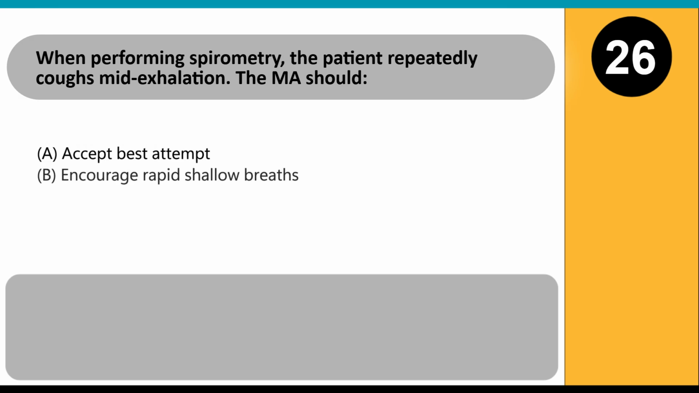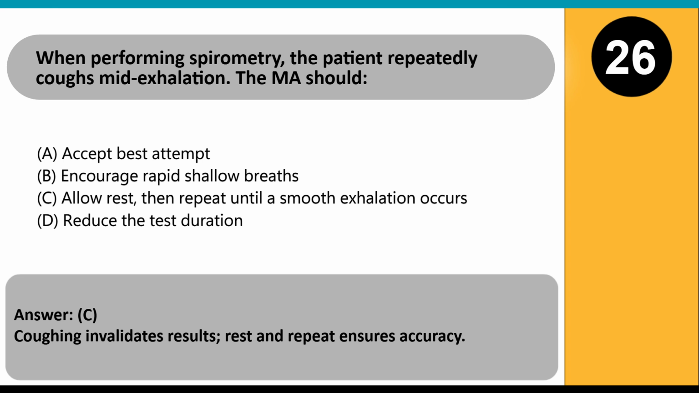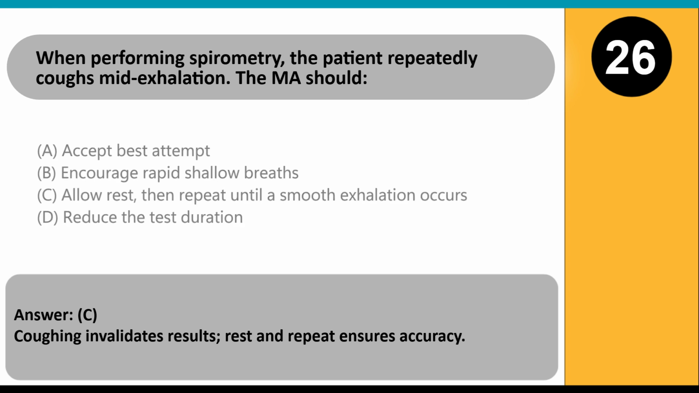When performing spirometry, the patient repeatedly coughs mid-exhalation. The MA should: A. Accept best attempt. B. Encourage rapid shallow breaths. C. Allow rest, then repeat until a smooth exhalation occurs. D. Reduce the test duration. Answer C. Coughing invalidates results. Rest and repeat ensures accuracy.